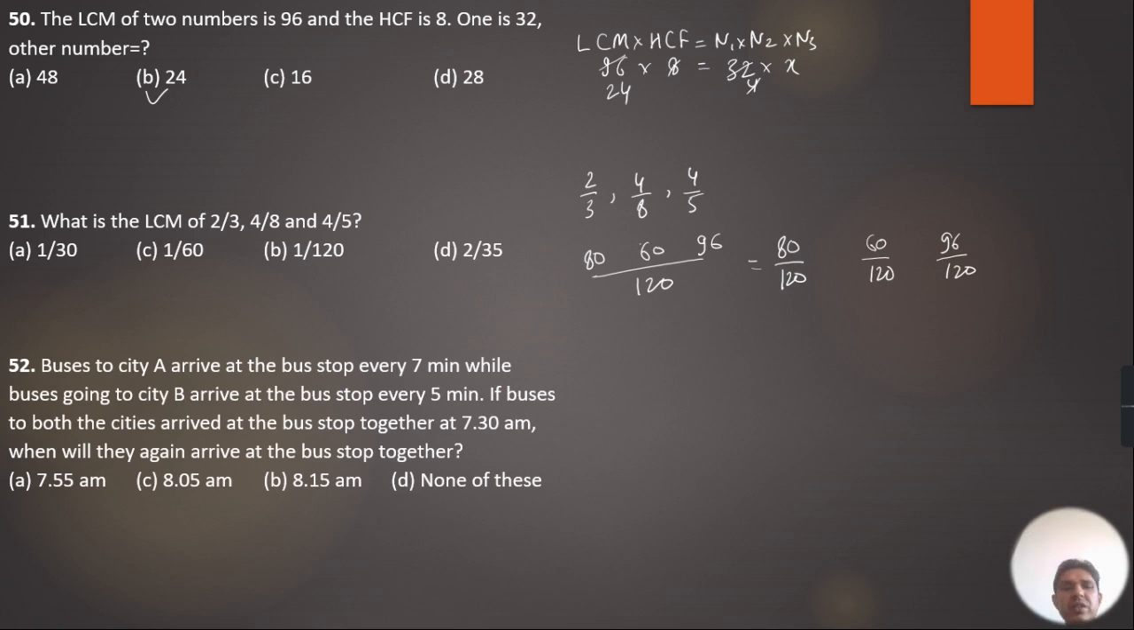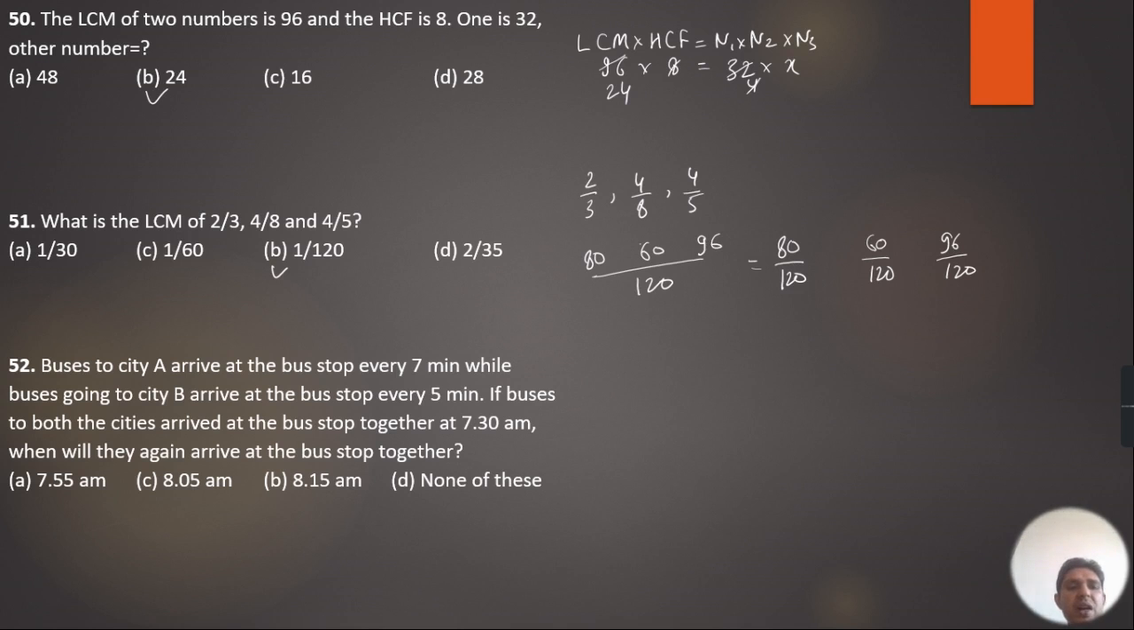130 if we divide, okay, so this is divisible. Okay, so we need the lowest common multiple, so this will be 120, right? Okay, coming to the next question, question number 42.